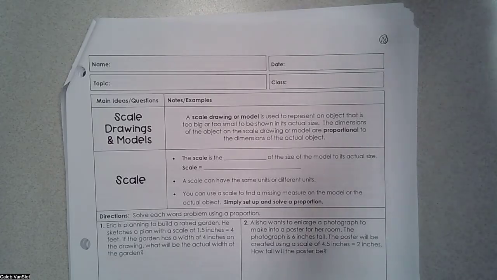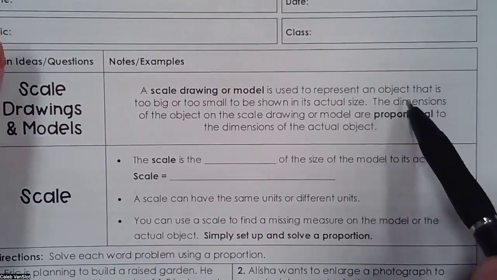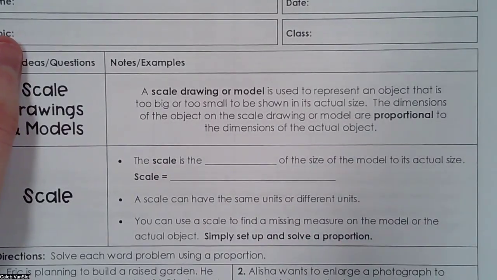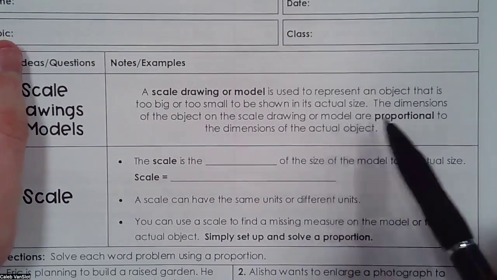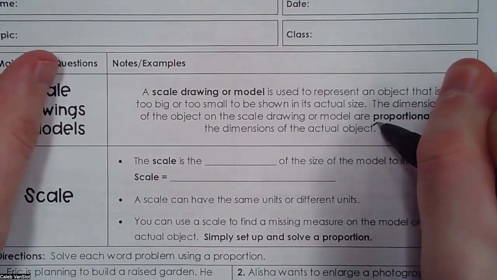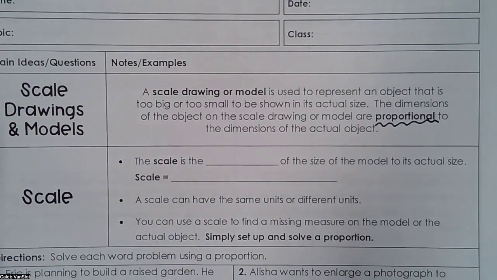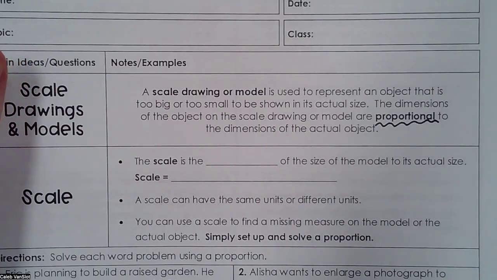Okay. So jumping right in, we see a scale drawing or a model is used to represent an object that is too big or too small to be shown for its actual size. The dimensions of the object on a scale drawing or model are proportional. See, this is very important. This is what allows us to use proportions. If they weren't proportional, we couldn't use them. Proportional to the dimensions of the actual object.